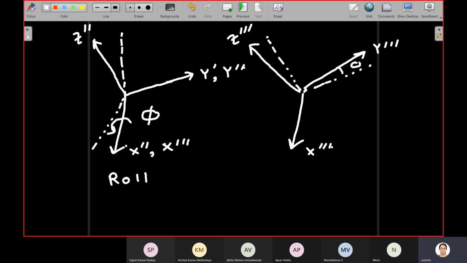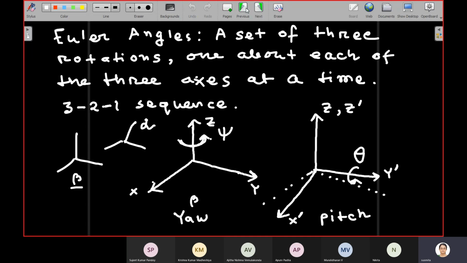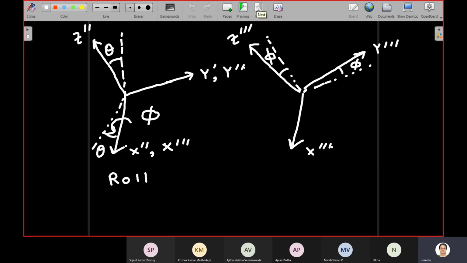This angle is phi. This is also phi. And this one is theta. Psi. Okay, so these are the three rotations that we apply one at a time to go from the initial frame to the final frame. So after applying suitable rotations, we can align the beta frame with the alpha frame.